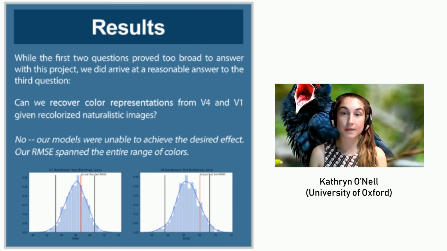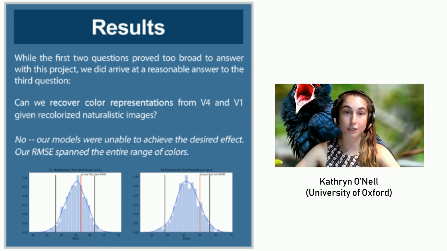Sure enough, our RMSE from the actual test set fell well within the 95% confidence intervals of this distribution, which indicates that we did not accurately predict images' dominant colors from their associated voxel activations in either V4 or V1. If you take a look at the colors we predicted for this rare high saturation image of raspberries, you can see this bias in action.